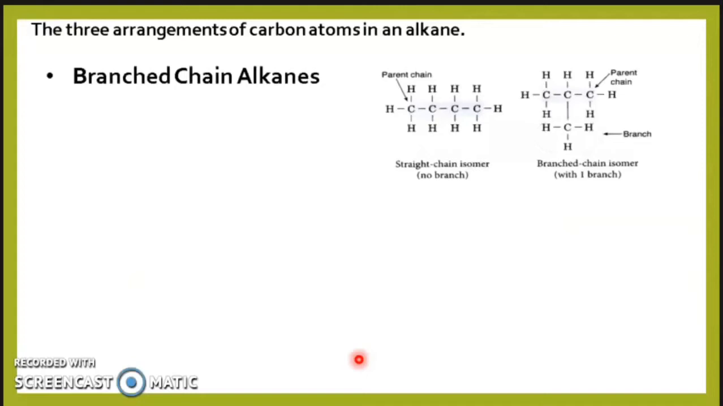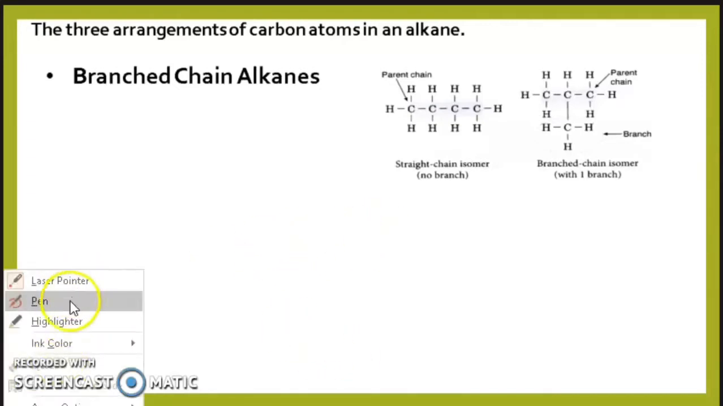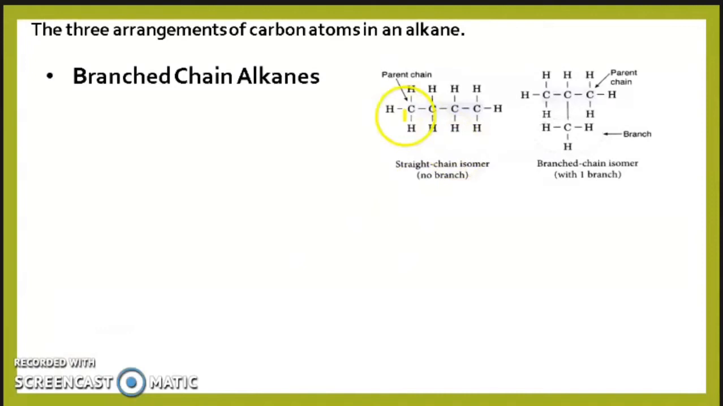Now, the last arrangement of carbon atoms in an alkane is the branched chain form. Whenever we say a branched chain, it means that the chain is non-continuous. As you can see the difference between the two examples here, the first chain is continuous because it is straight, it's continuous, I did not stop at any point.